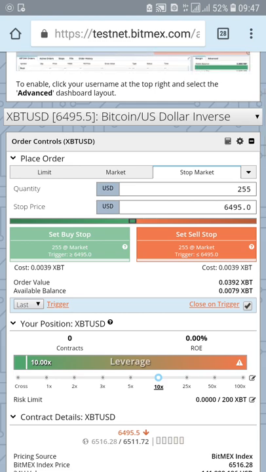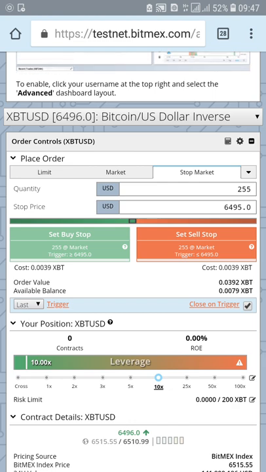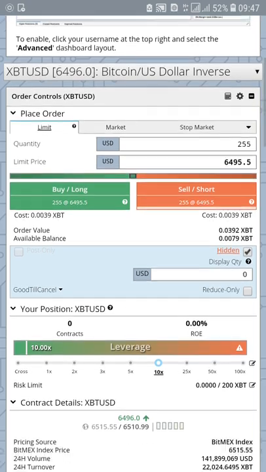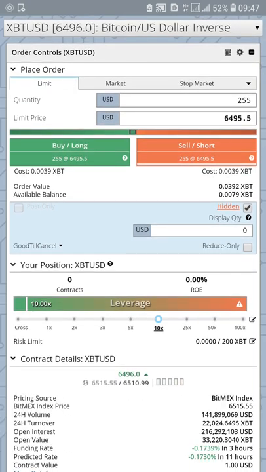Okay, so for us to set stop loss, we first of all need to buy something, or short something, or long something. So I'm going to click on my limit now. I will use my limit to try to long BTC.